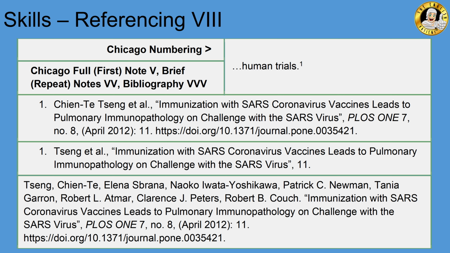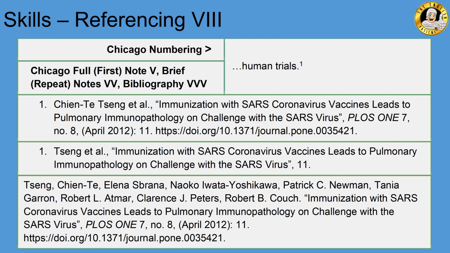We just have Tseng et al., and then we have the name of the article, followed by the page number. And then right at the bottom, we have the full reference, which would go in the bibliography. Usually it's called a bibliography for Chicago, in the bibliography section at the end of your writing. And there, as you can see, we have Tseng, which is the family name, and then the first name, and then in the same way, family name, comma, first name, comma, family name, and so on, of all of the authors here.